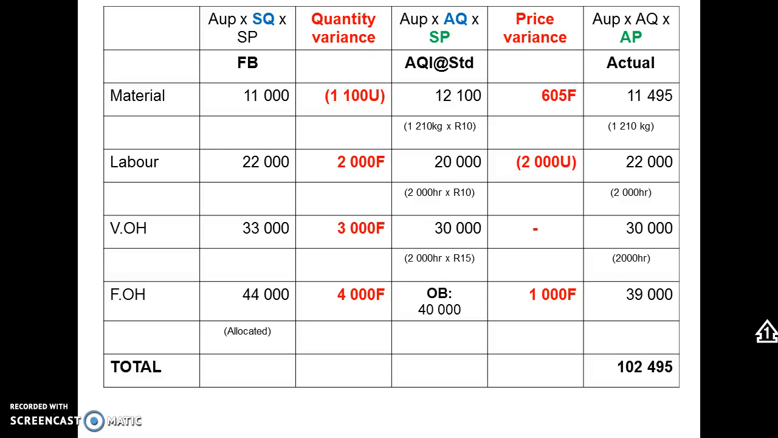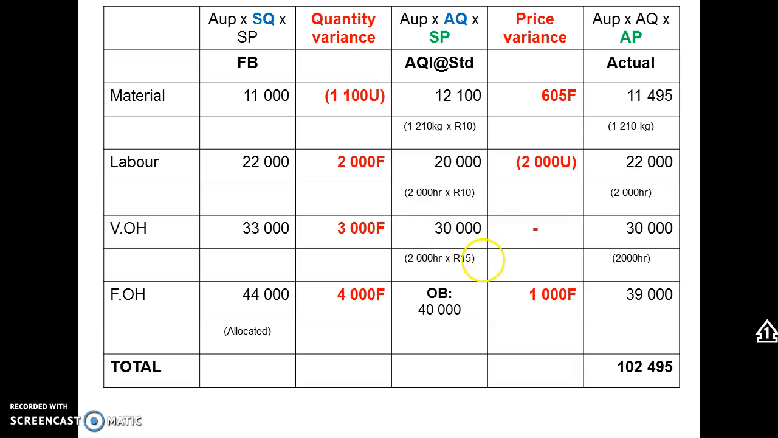So for labor, actual hours worked comes from the actual side, at standard rate per hour from the budget side. Remember, this is rate per hour. If you work in hours, make sure that the rate is in hours. If you work in units, it's cost per unit.